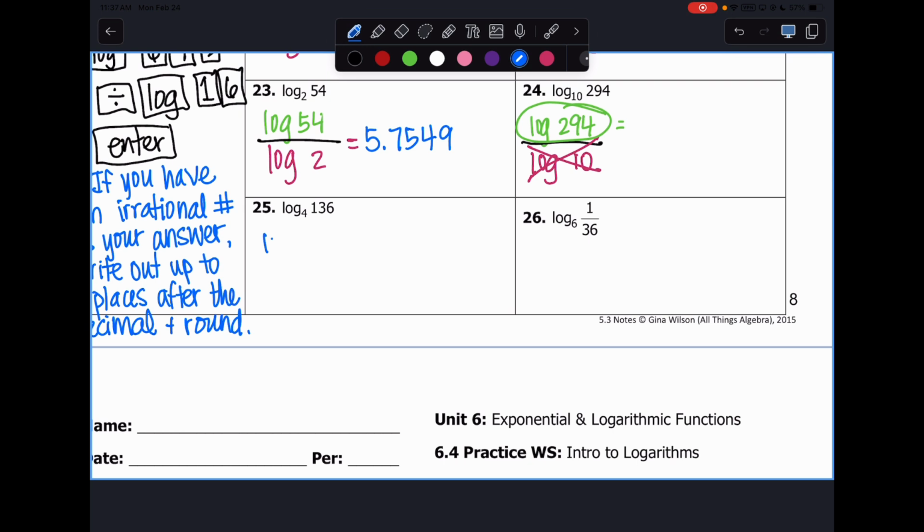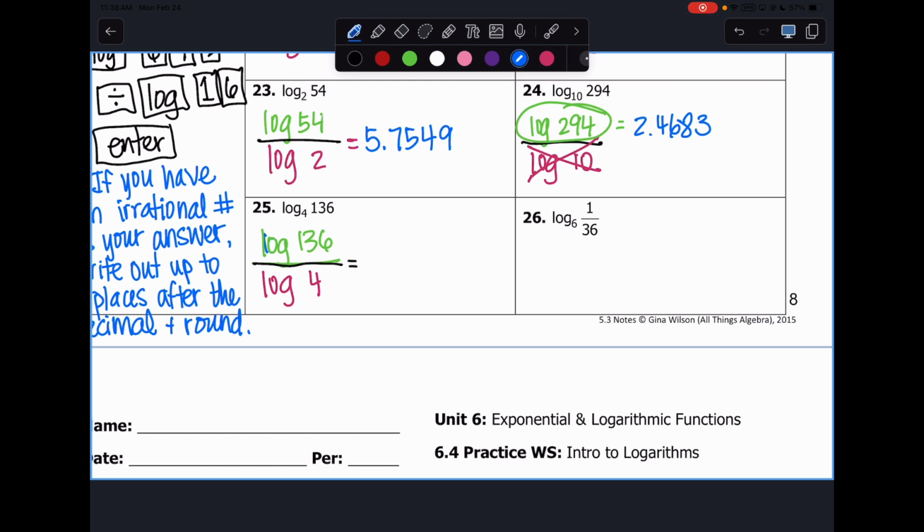So this would be log, write this out, by the way, 294. I want to know what you put into your calculator. Oh, sorry. I jumped over. My bad. It should be 2.4683. And if we round 3 by looking at 4, it should stay as 3. Okay. All right. Next one.